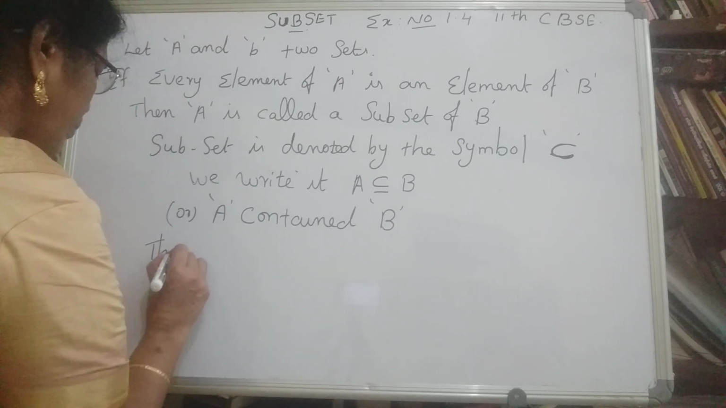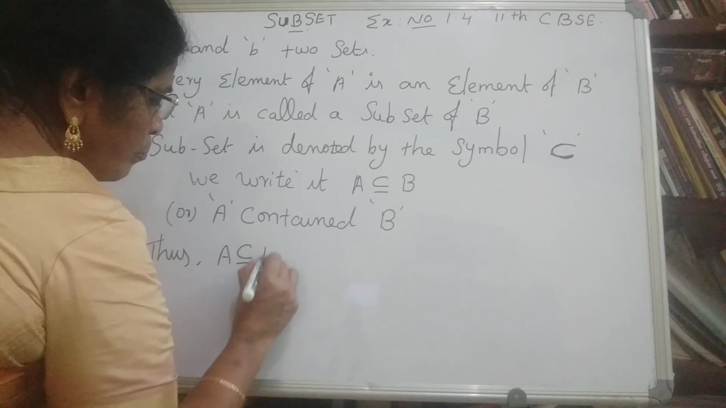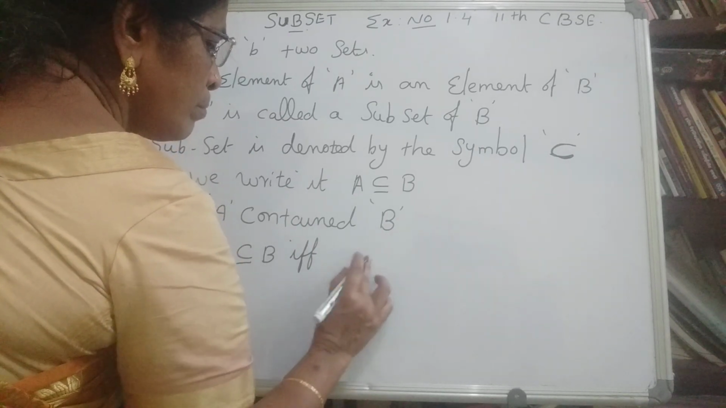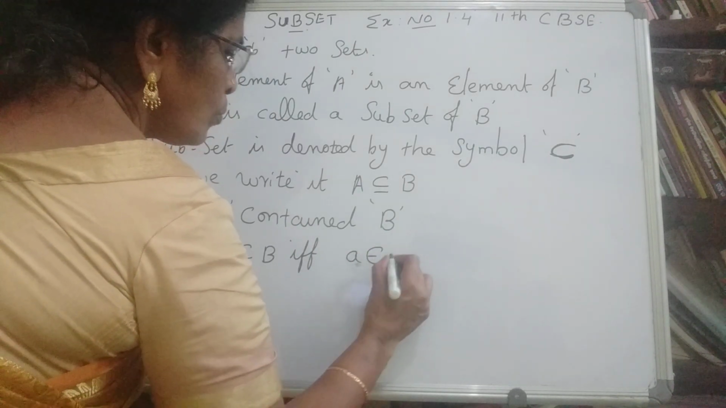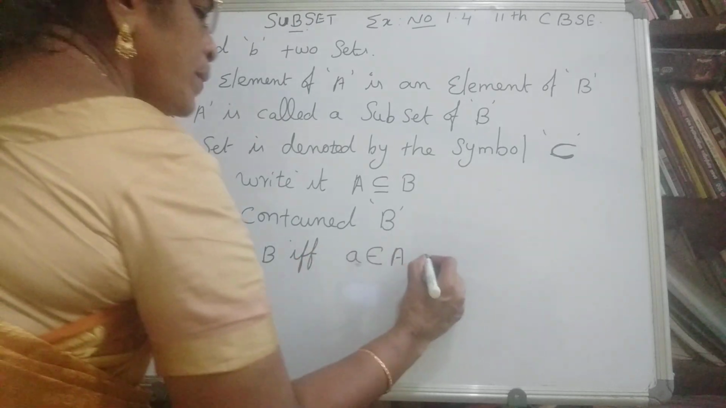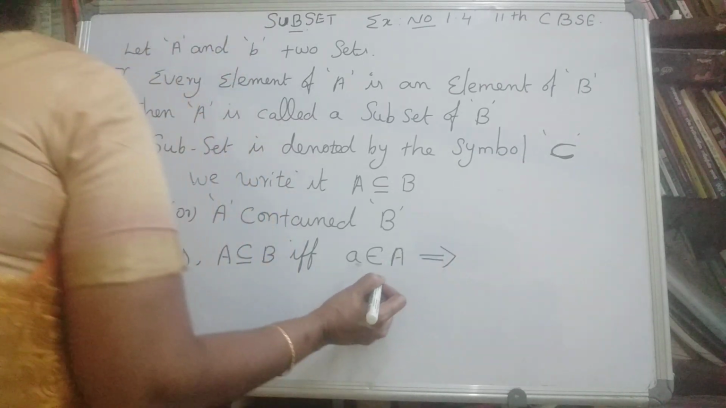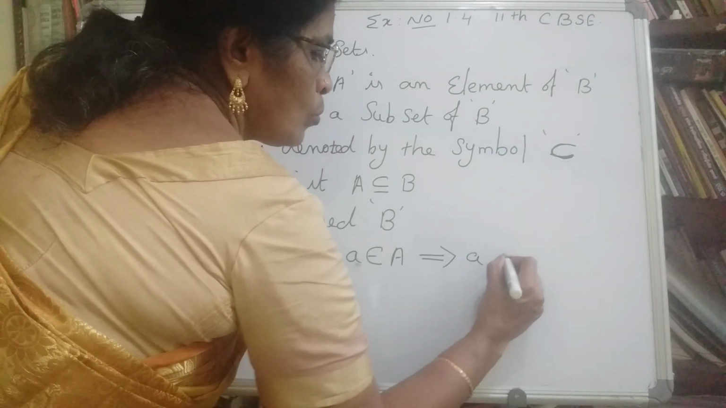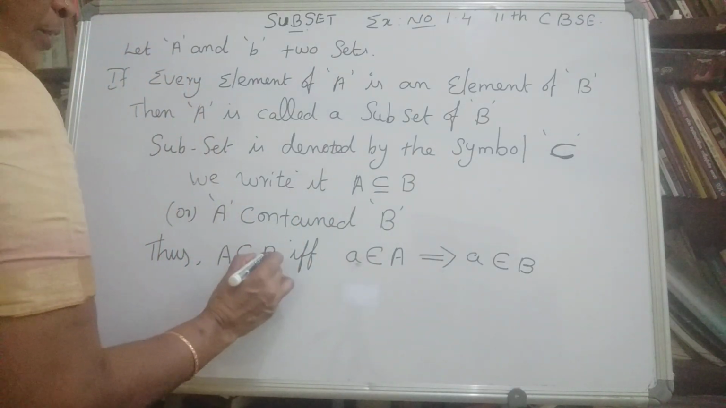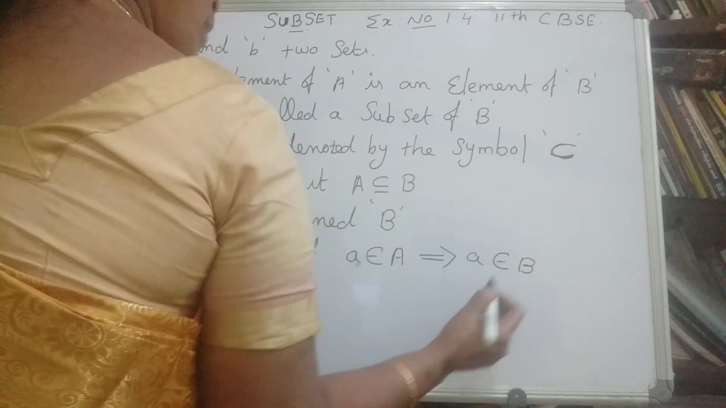Thus, A is a subset of B if a belongs to A implies a belongs to B.